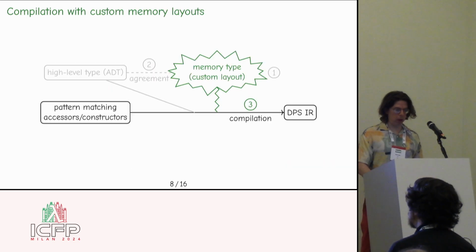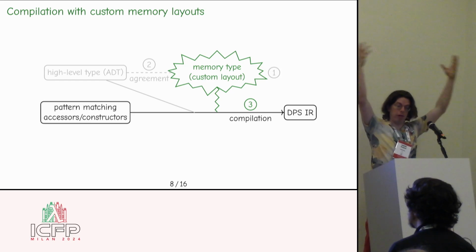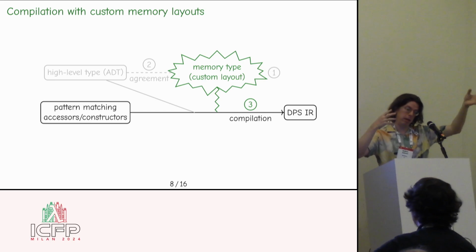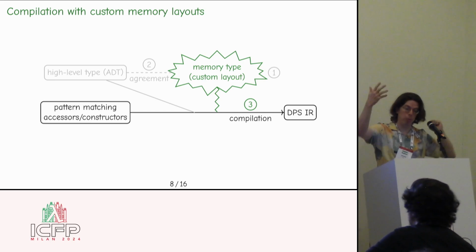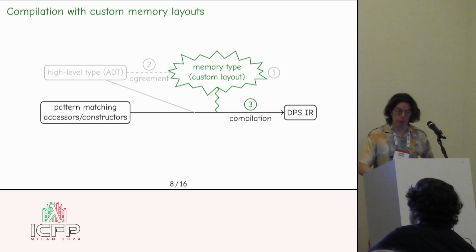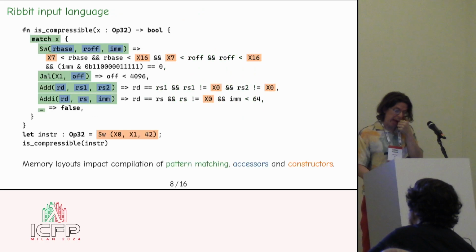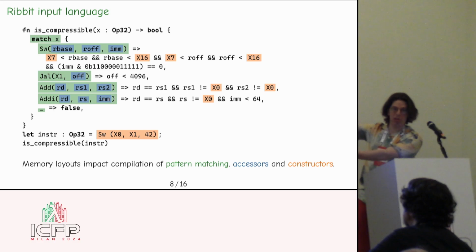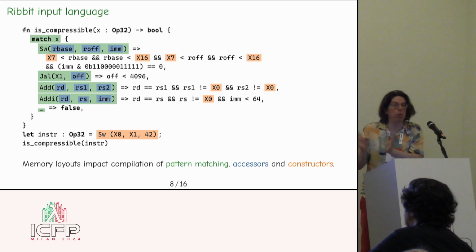So I have expressed my memory type. I have associated my nice high-level data type with a memory type, and now I need to do my compilation. As you've seen here, the code is completely standard ML-like code with constructors, with algebraic data types. There is nothing special in the code whatsoever.